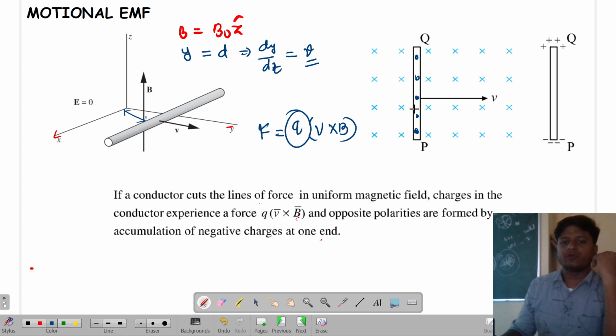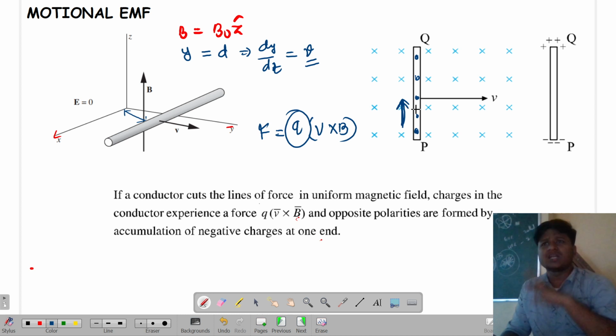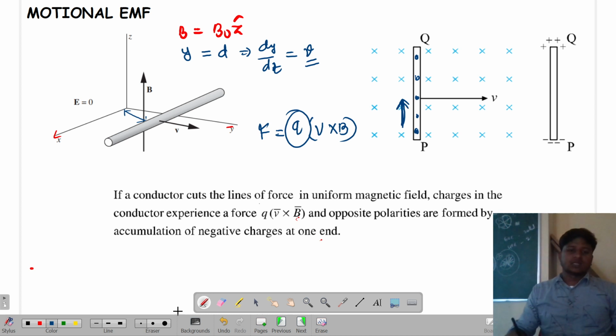So now look over it. Where the charges are experiencing the force, they are experiencing the force in the upward direction or not? If they are experiencing the force in the upward direction, what will happen? Charges will start to move from point P to Q or not? Now, which charges are easier to move? Electrons or protons?